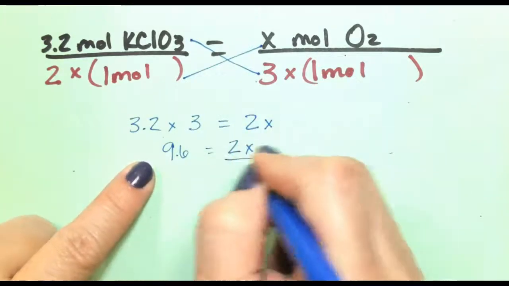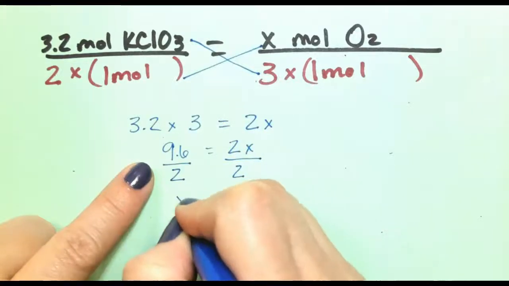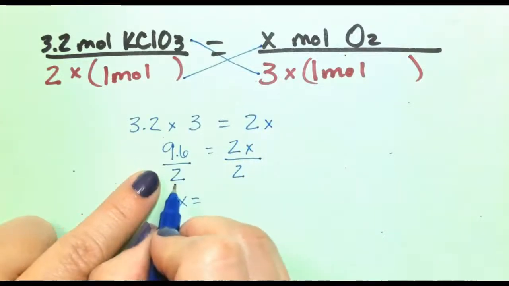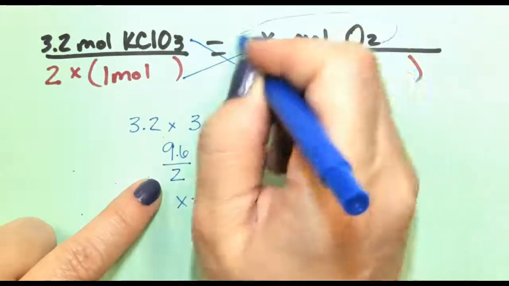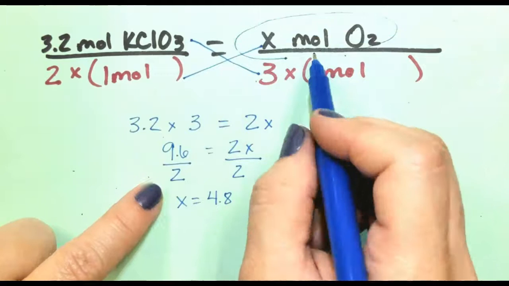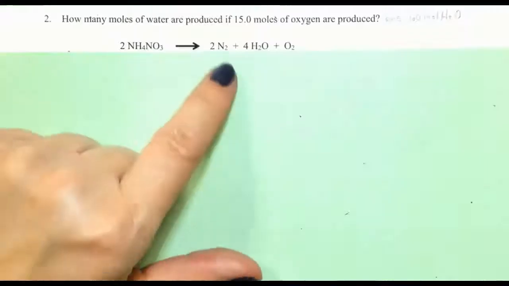Now I'm going to solve for x by dividing both sides by 2. And then that's going to give us x is equal to 9.6 divided by 2, which is 4.8. Remember, that is of this right here. That's our unknown. So it's 4.8 moles of oxygen. Let's try our next one.